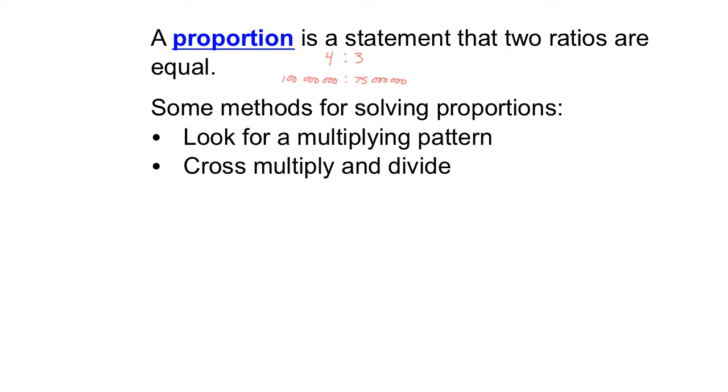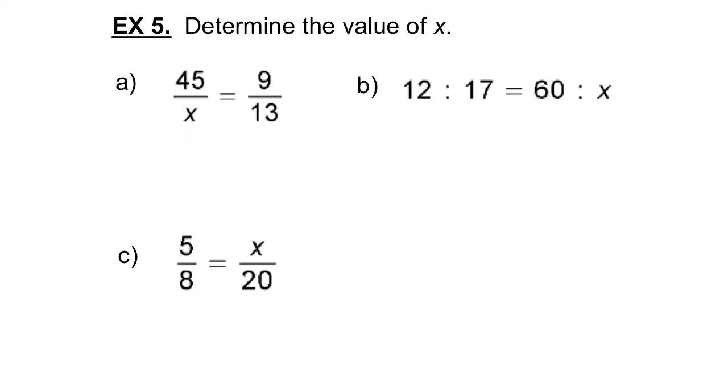So there's 2 basic methods you can use. One is look for a multiplying pattern. That's what I did in the previous example. I saw, well, if I multiply this by 25 million, then I get this. So I can do the same on the other side. That's what I mean by a multiplying pattern. The other method that oftentimes is more useful, because sometimes you can't find a multiplying pattern with a nice whole number, is cross multiply and divide. So I'm going to show you some examples now that deal with solving proportions.